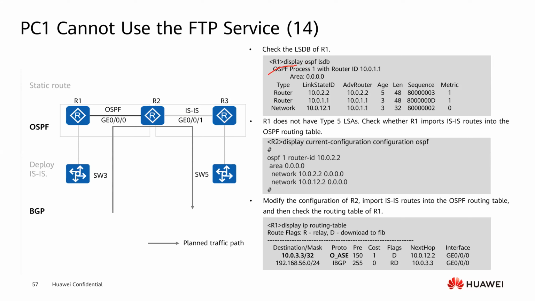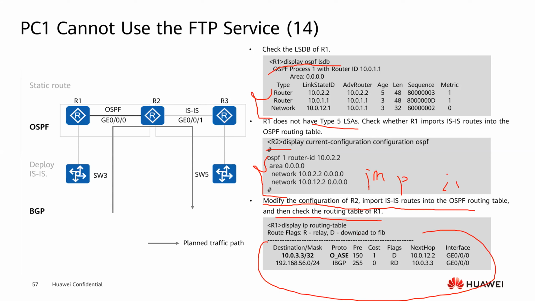We display the OSPF LSDB. We find on R1 that we can't find the Type 5 LSA. We display R2. Here, R2 lost the import of IS-IS. So we modify the configuration of R2 and import the IS-IS route into the OSPF routing table, and then check the routing table of R1. You can see here, R1 has learned the IP address of R3.